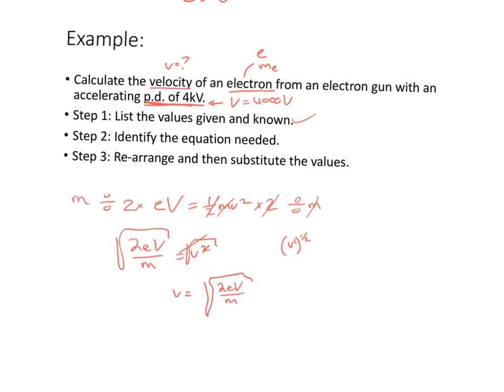All I have left to do is simply plug the numbers in. So 2 times 1.6 times 10 to the minus 19 times 4,000 volts divided by the mass of an electron. I think it's 9.11 times 10 to the minus 31. Let me double check. This is off the top of my head. This is given to you in the formula booklet. And I'm correct. Then when you put the values in the calculator, you will get something of 3.7 times 10 to the 7 meters per second.